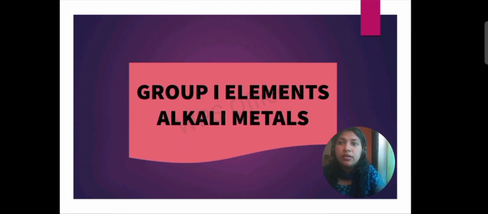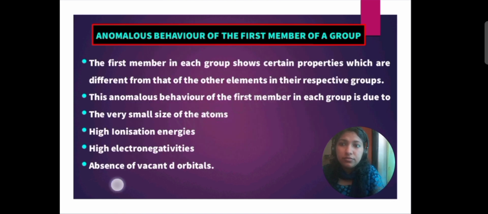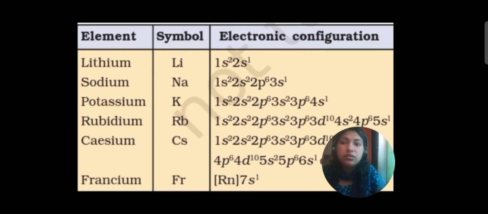Next, we are discussing more about group 1 elements, that is alkali metals: lithium, sodium, potassium, rubidium, cesium and francium. Atomic and physical properties. First, we are discussing electronic configuration. The general electronic configuration of alkali metals may be represented as the noble gas in a bracket, then ns1. For lithium, 1s2 is the helium electronic configuration, so instead of 1s2 we can write helium in square brackets, then 2s1.